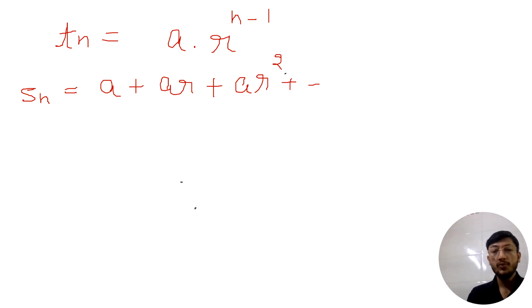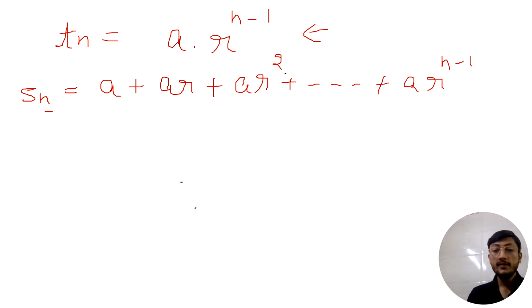AR square and so on up to the nth term, because here is n. As we calculated above, our nth term should be AR to the power n minus 1. So this is the sum, but this one is not the formula. Our main purpose is to derive the formula, not memorize the formula.